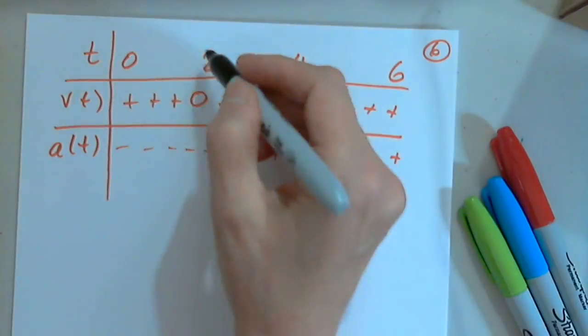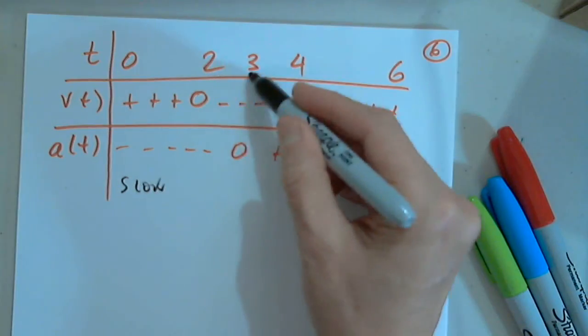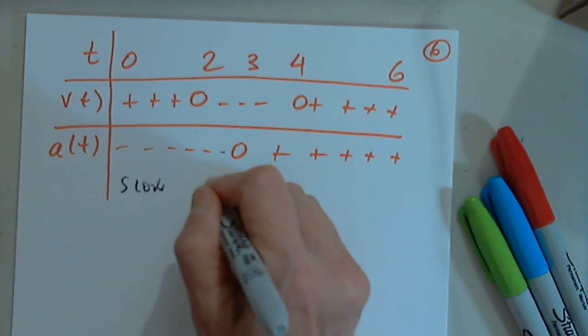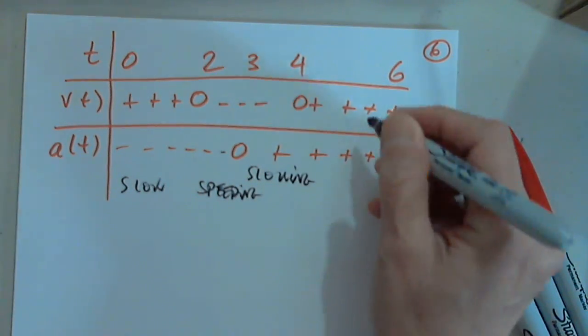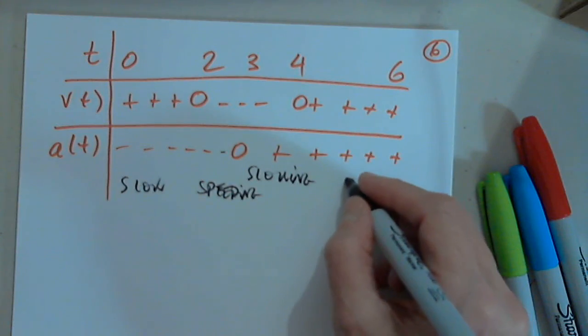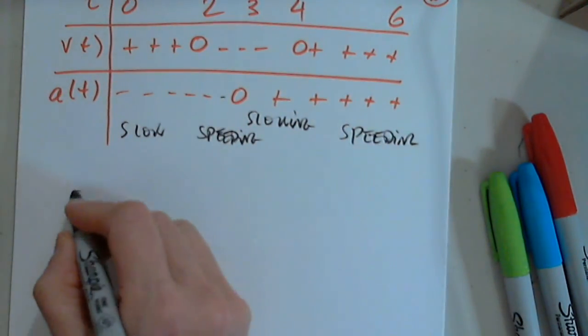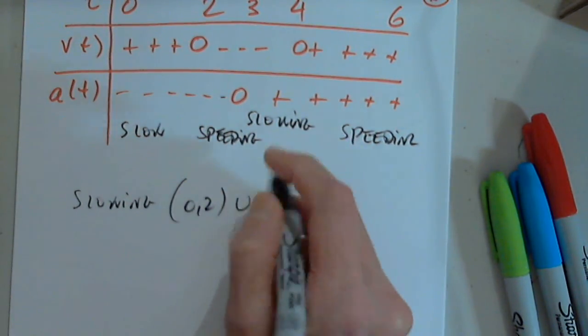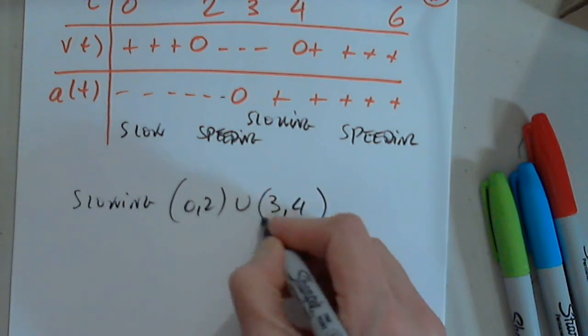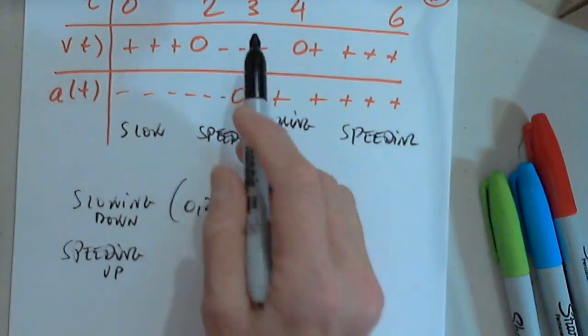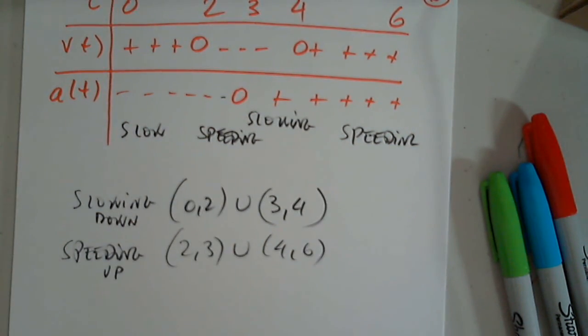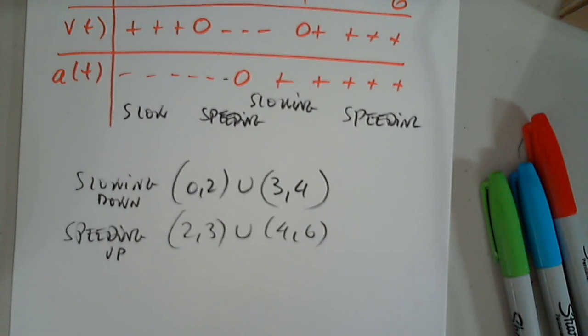So then between 0 and 2 is slowing down. Between 2 and 3, the forces are helping each other. It's speeding up. Here again, they're working against each other, slowing. And here they're working with each other, and that's speeding. So for slowing, I would write 0 to 2 union 3 to 4. For speeding, okay, of course this is down, you know what I mean, and up. And for speeding 2 and 3, union 4 to 6. Any questions? Is this okay, everyone?